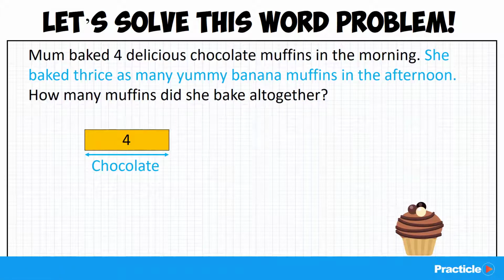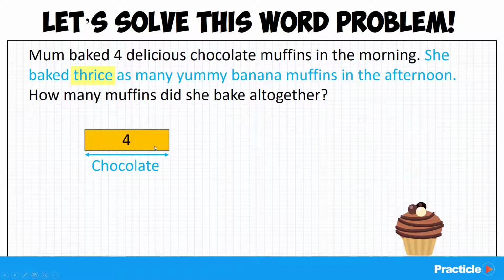Do you know what the word thrice means? The word thrice, my dear friends, is actually a very good friend of the word three. And this means the same thing as having 3 times as many. So when we say that Mom baked thrice as many yummy banana muffins in the afternoon, it's the same as saying that Mom baked 3 times as many banana muffins as chocolate muffins. So far so good?